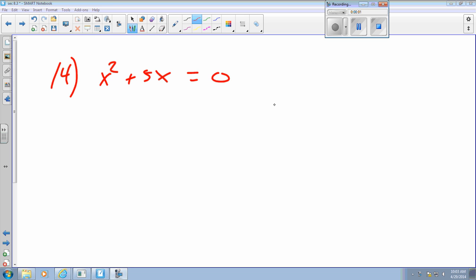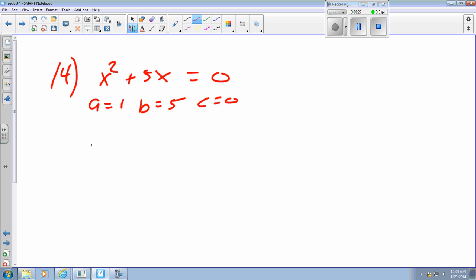Here we are, we're taking a look at page 536. Let's do some of the questions from your assignment. For number 14, we have this equation. I'm going to show you two ways to do it. Because we're in the quadratic formula section, we would plug it into the quadratic formula where a is equal to 1, b is equal to 5, and c is equal to 0.